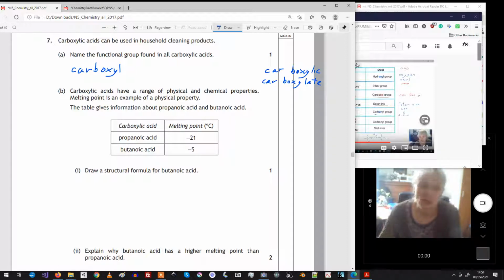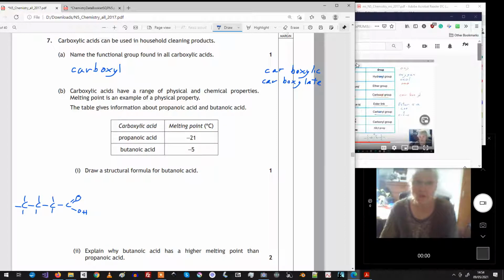So if I draw a little carboxylic acid, it'll have a carbon chain and it'll have a double bond to an oxygen and one to an OH, and we'll have hydrogens, and however long the chain is.